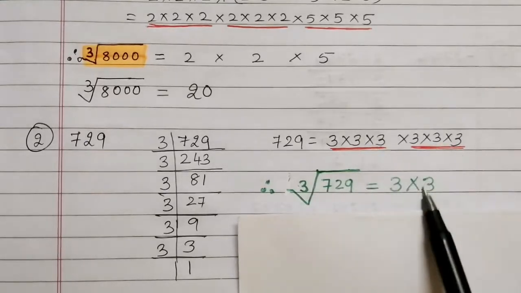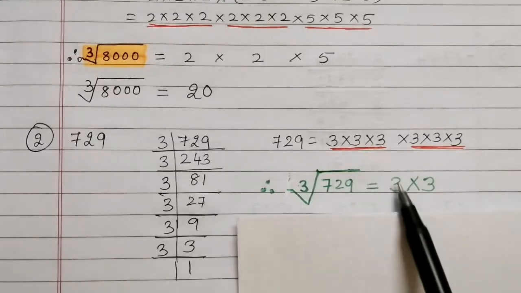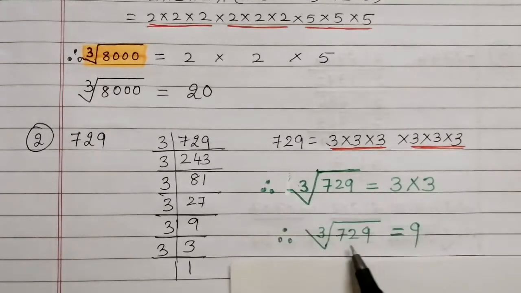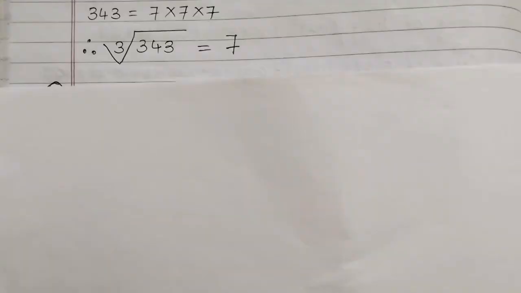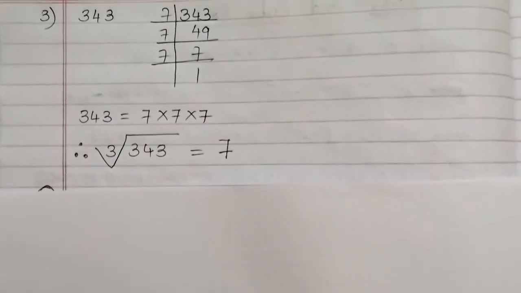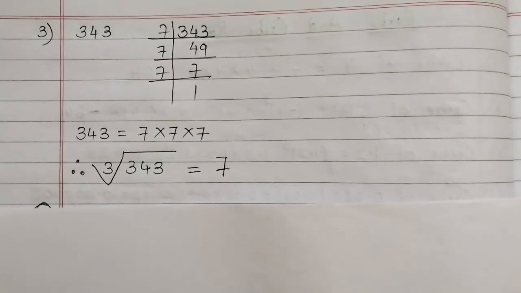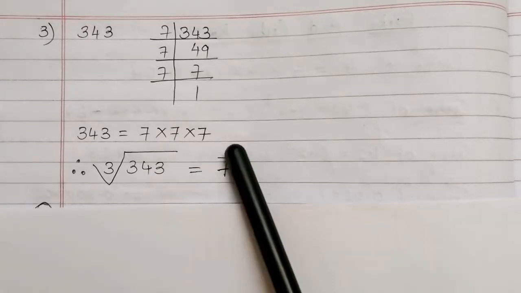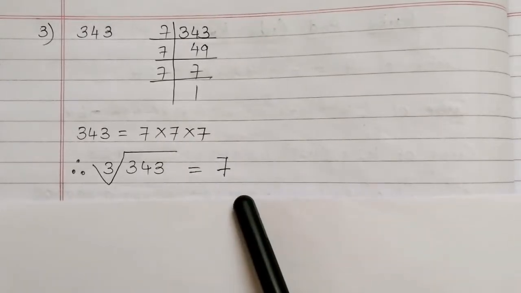From each group we have to take only one number. So 3 from this group, 3 from this group. So cube root of 729 is 9. Now third sum, in which we have to find out the cube root of 343. So find the prime factors. Group of 3. So cube root of 343 is 7.